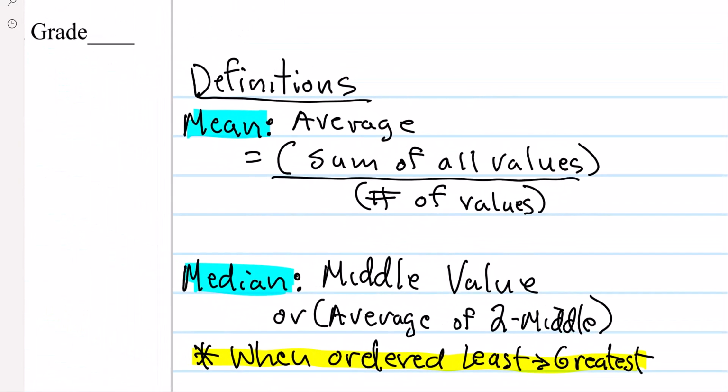So mean, another word for mean is average. It's the sum of all the values divided by the number of values that are listed. So let's say you have 9 different values, like 9 test scores. You add up all the test scores and then divide it by the number 9.